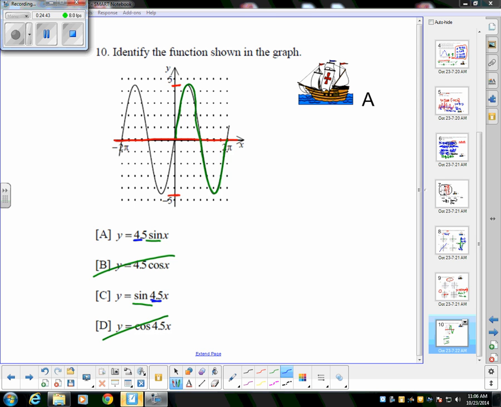And if we look at this, the amplitude, we know from 0, we go up 1, 2, 3, 4, and it looks like 4.5. And then down, 1, 2, 3, 4, looks like 4.5. So therefore, our amplitude is 4.5, which makes our A coefficient 4.5, which makes this answer choice the correct one.